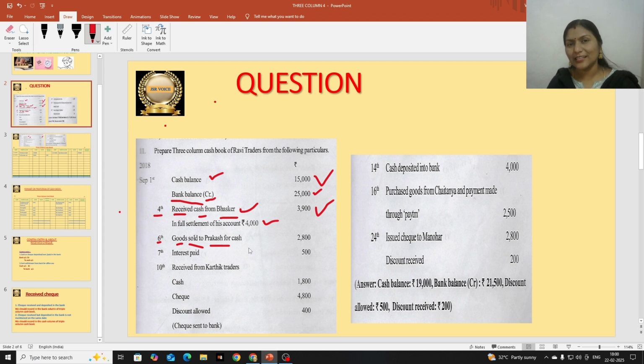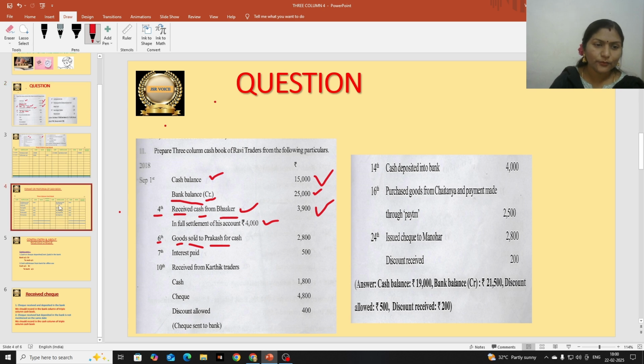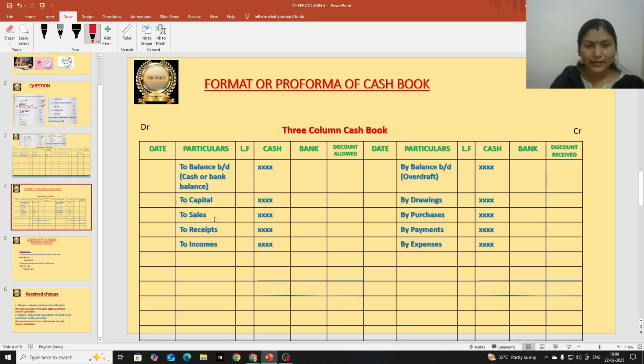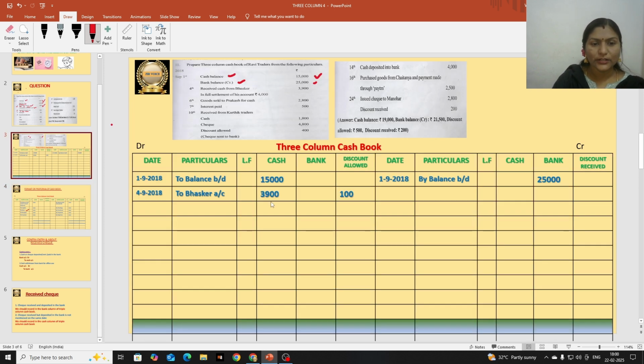Whenever any sales are made by the business, we should mention sales only in the 3-column cash book. Sales, which side do we record? Debit side. I have already shown in the format also. You can see here. Sales, which side? Debit side. Okay, that is why we will write on the debit side only. Let us go and write on the debit side.